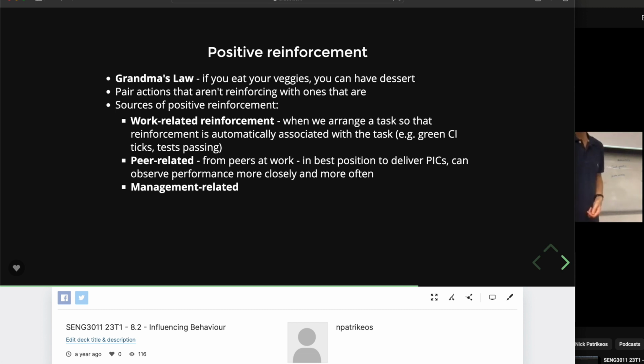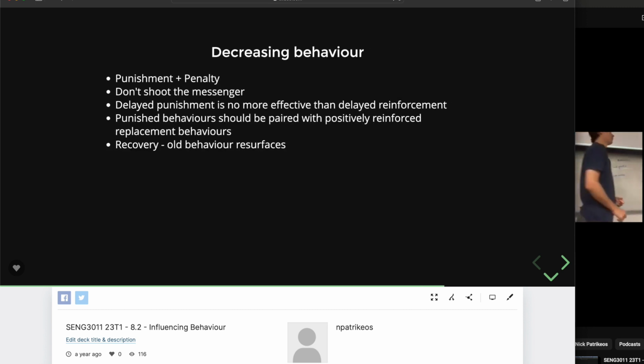All right, so we've talked about how to use positive reinforcement to increase behavior. What about decreasing behavior? How do you get people to stop doing stuff that you don't want them to do? We talked about punishment and penalty. Punishment, you get something that you don't want, and penalty is that you lose something you have.